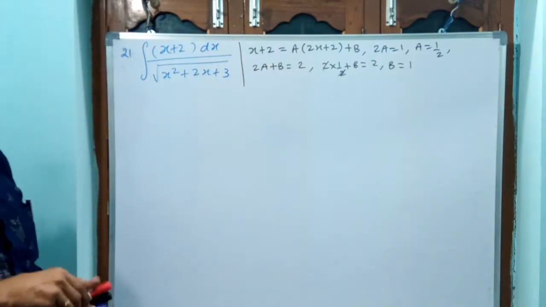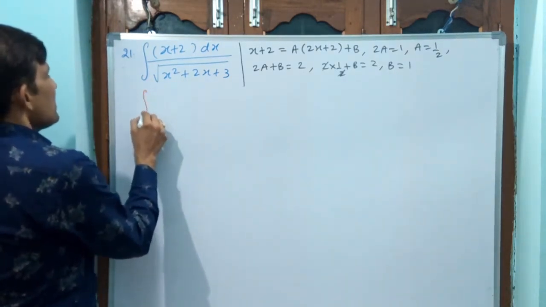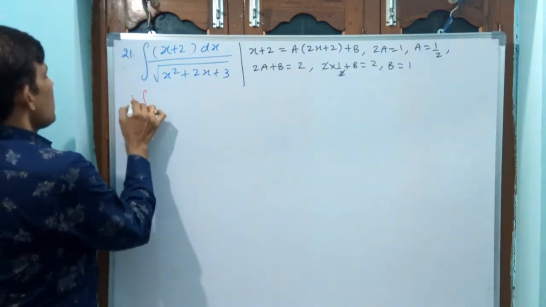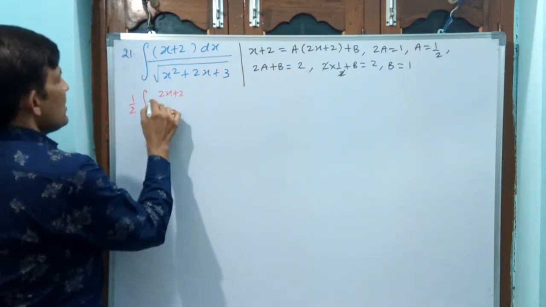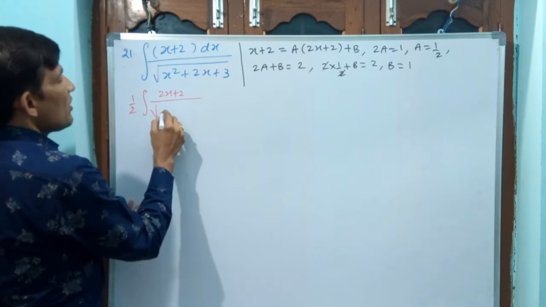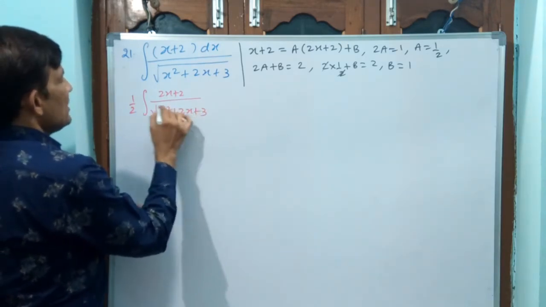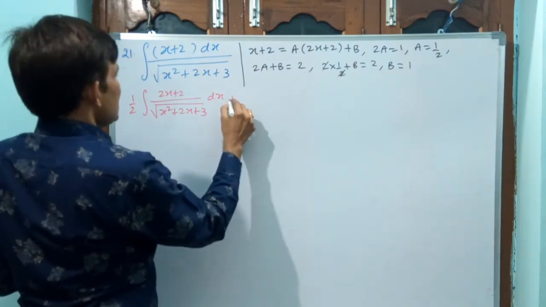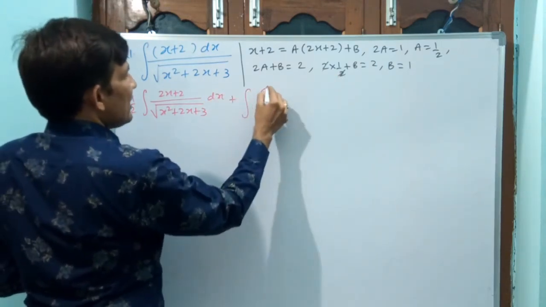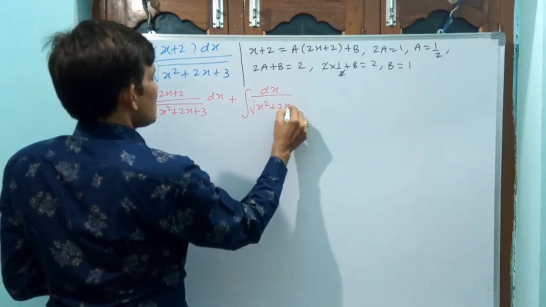Now you can rewrite this integral like this. You see how I am writing. Integral, a is how much? 1 by 2. 1 by 2 into (2x plus 2) divided by square root of x square plus 2x plus 3 dx. b is plus only, then plus you write integral dx by square root of x square plus 2x plus 3.